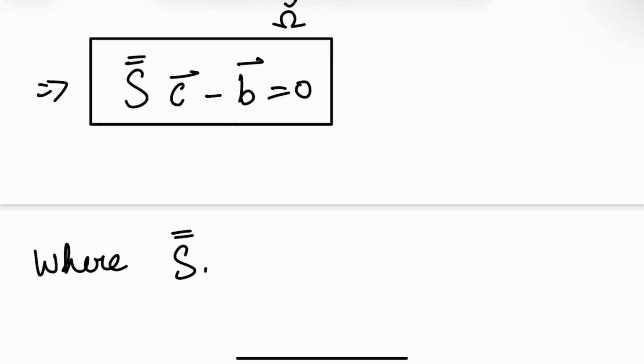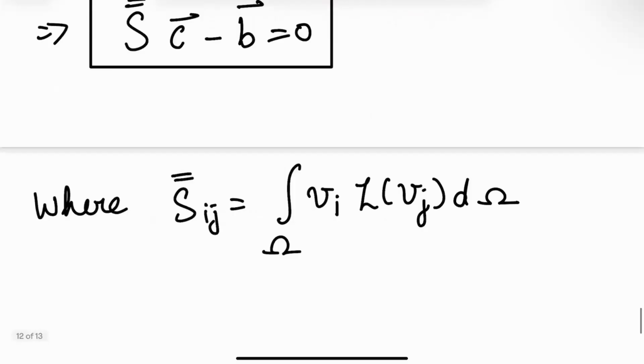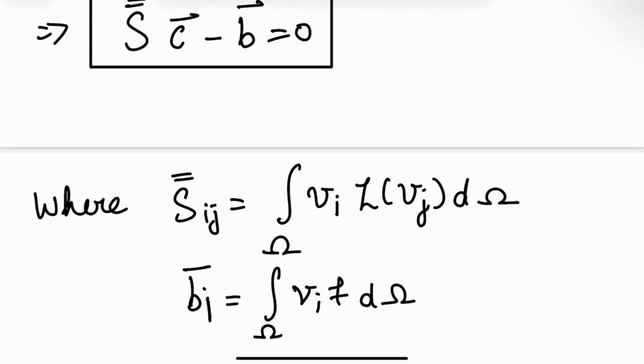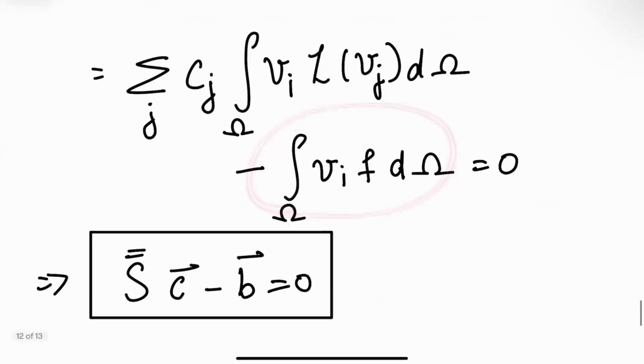The elements of my S matrix correspond to the domain integral of Pi L Vj d omega, and my B vector is the domain integral of Vi f d omega. You can see that from these two equations. So this is obviously easy. This is just equal to B.